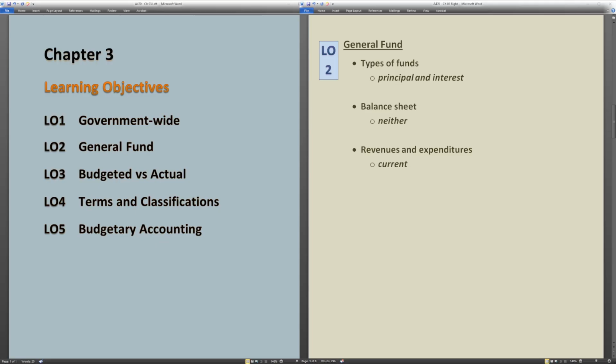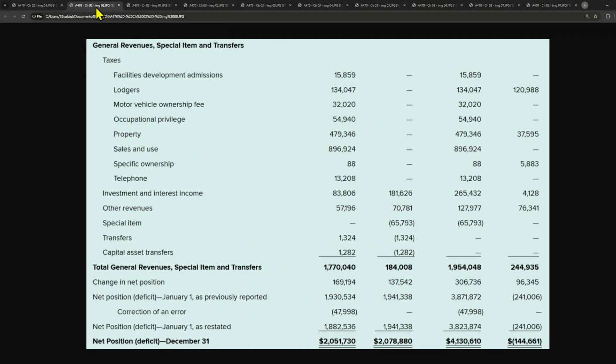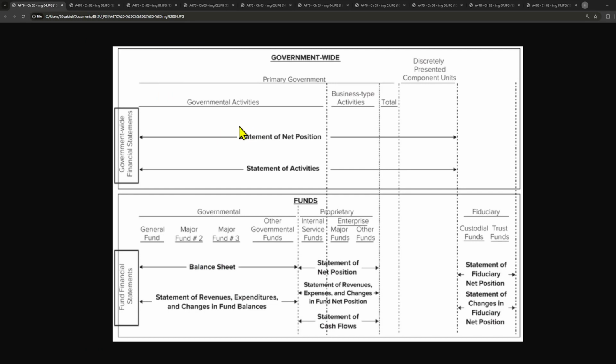Okay. So the second one, just to remind ourselves, is that the first thing that we were looking at was the government-wide statements. Now we're going to turn around and look at the governmental fund reporting. So we're going to look at the governmental fund and take a look at how that is different.